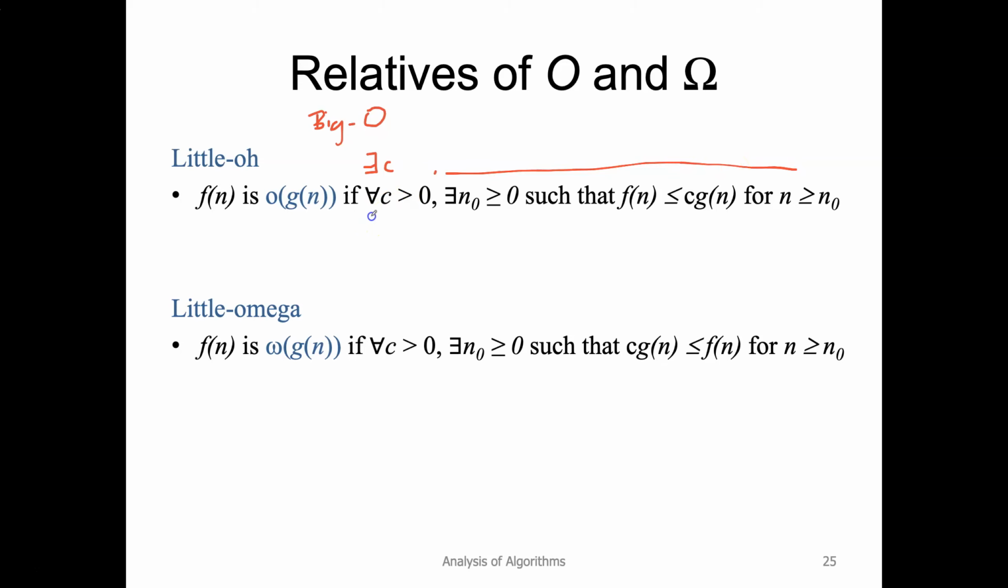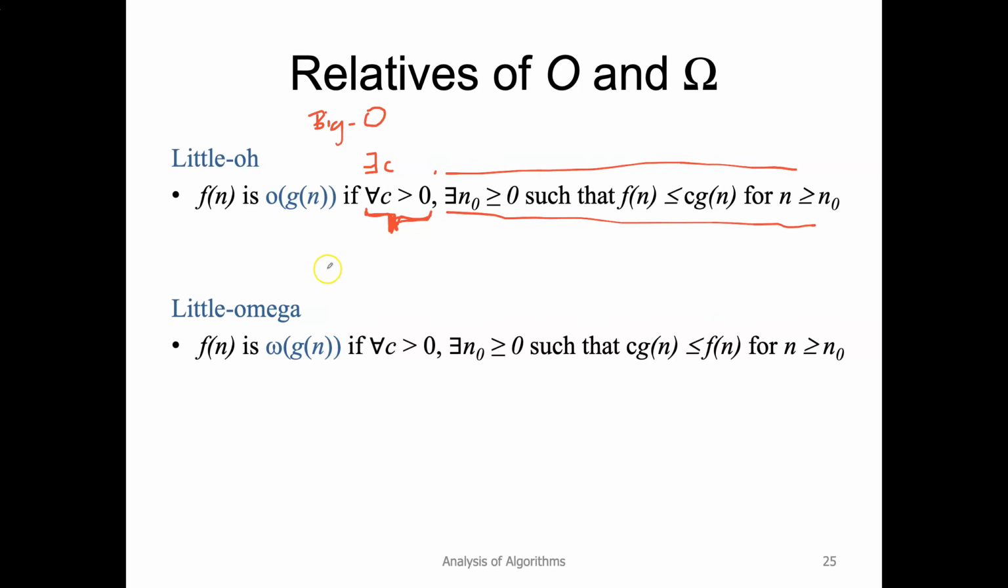Little o notation, this is the only place where it differs. We have the same requirements, everything on the right here, but what makes little o more strict than big O is the fact that we require this condition to be true, not just for some positive constant c, but for all of them.